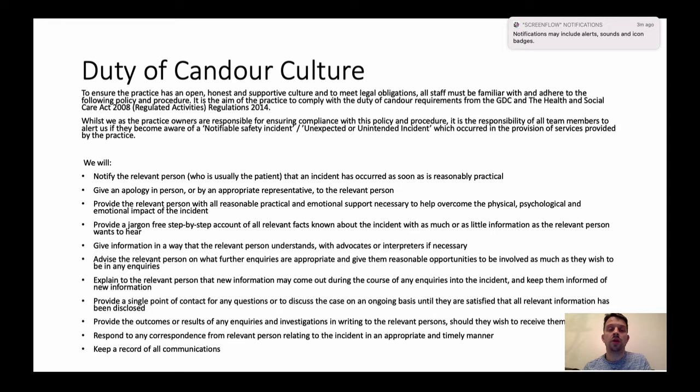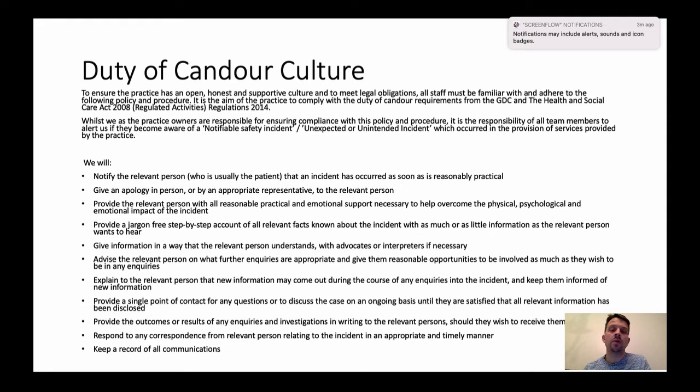We need to be jargon free and give a step-by-step account of all the facts that we know about the incident to the relevant person that needs to hear. We need to give the information in a way that the patient understands, and you can have advocates or interpreters there if necessary. Advise the person what further inquiries are appropriate, and give them reasonable opportunities to be involved as much as they wish to be in any inquiries. Explain that any new information may come out during the course of the inquiries, and keep them informed of this new information.